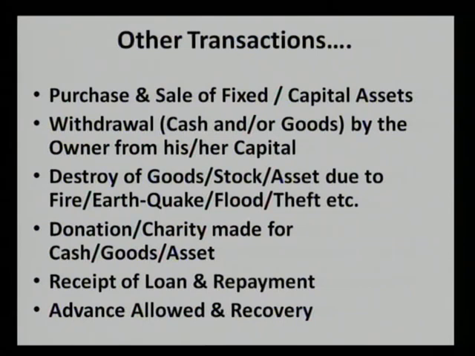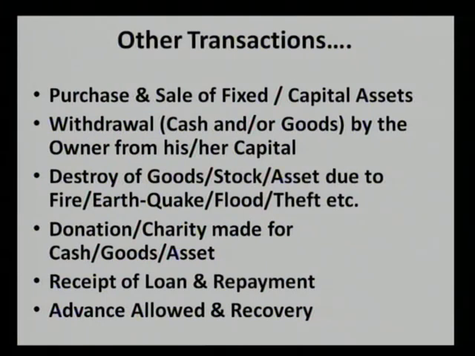Certain other transactions may have been made by the business entity during the year. So let us go through this screen. Purchase and sale of fixed or capital assets. Again we know that, being a fixed or capital asset, if we have purchased we have to debit the account, if we have sold we have to credit the account.